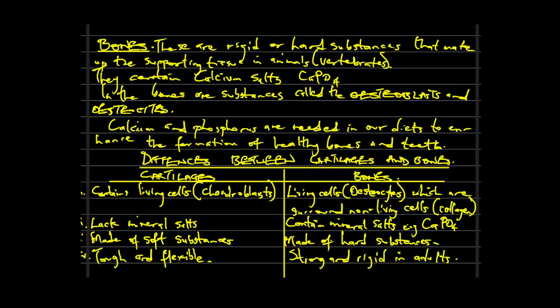Okay, let me put these other two on the next page. Here we have cartilages, and here we have bones. So let's continue with our table to try to differentiate them. Sorry about that. So we have the cartilages and the bones.